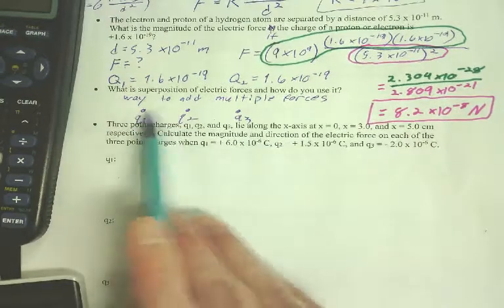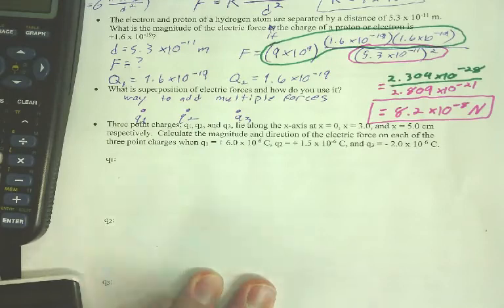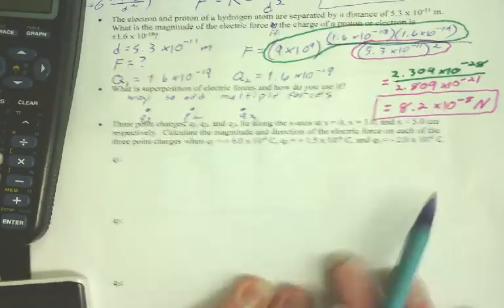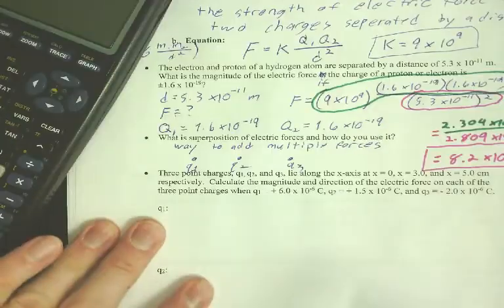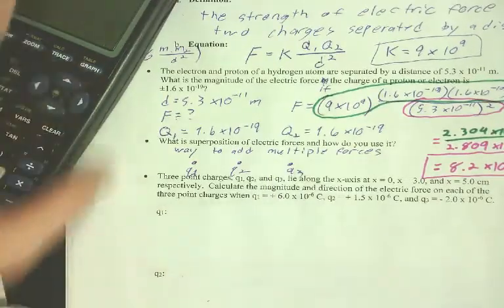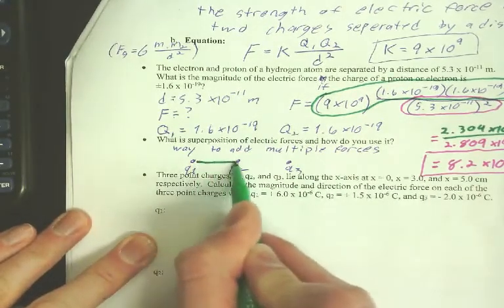So we're adding multiple forces together. There's charge 1, charge 2, charge 3. If I want to find the force on 1, this equation only has room for 2 charges. But I have 3 charges. So what's going to happen is I'm going to find the force between 1 and 2.